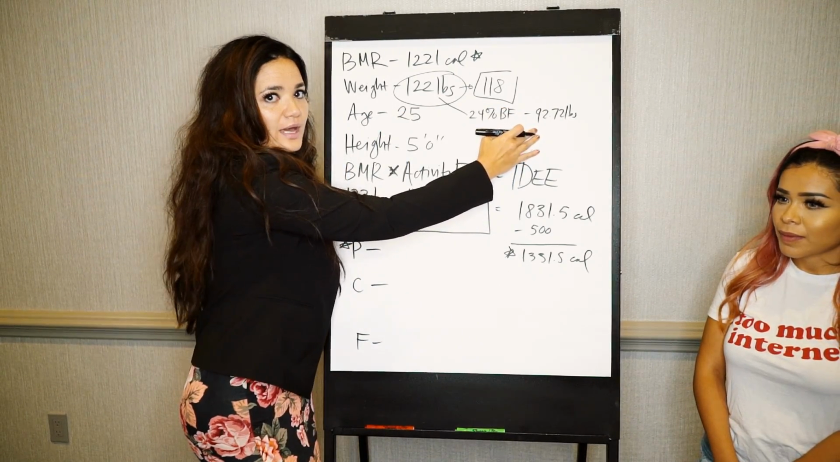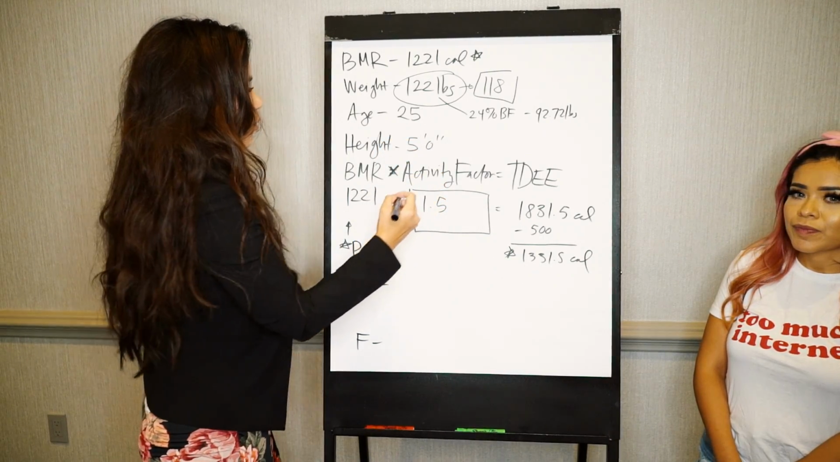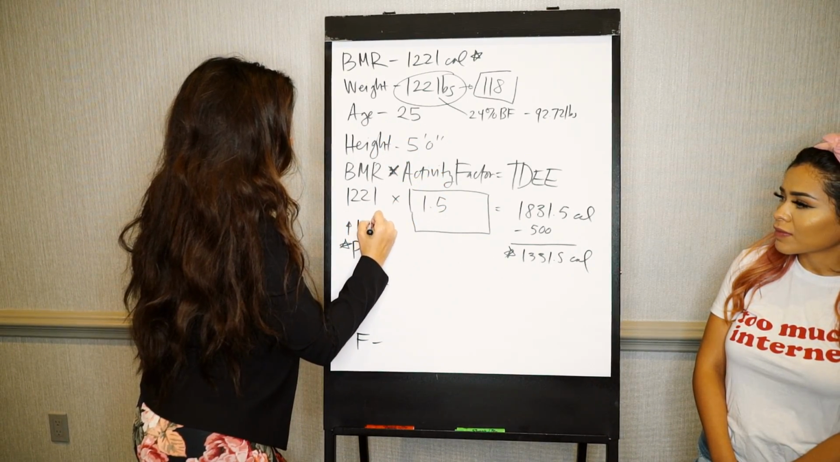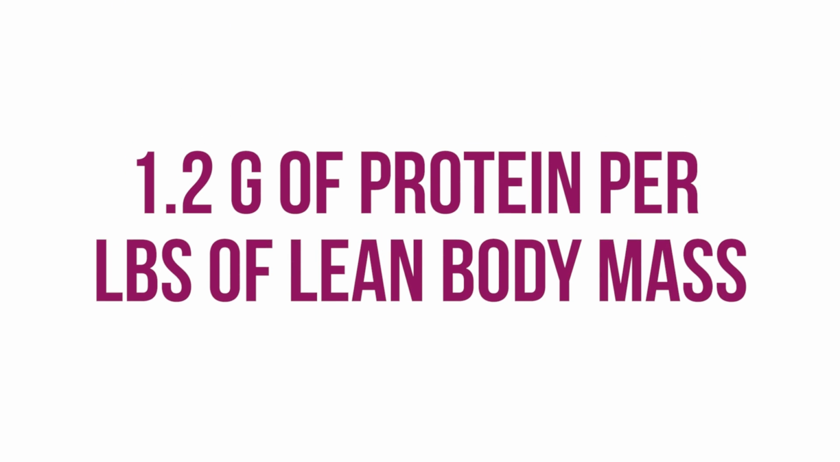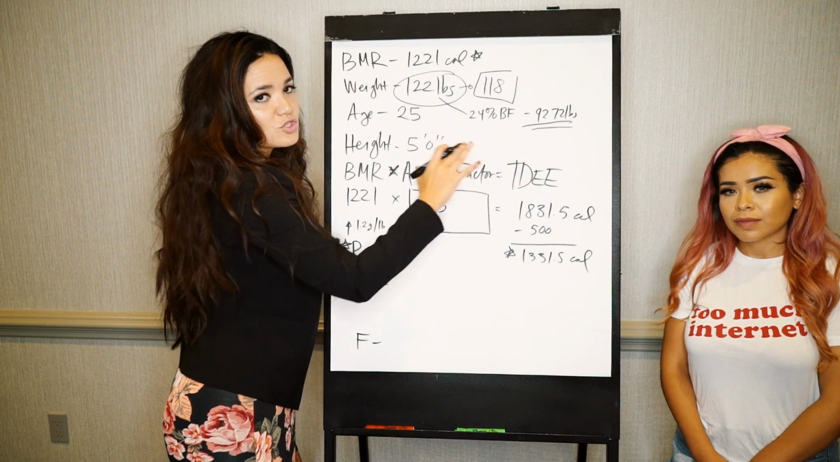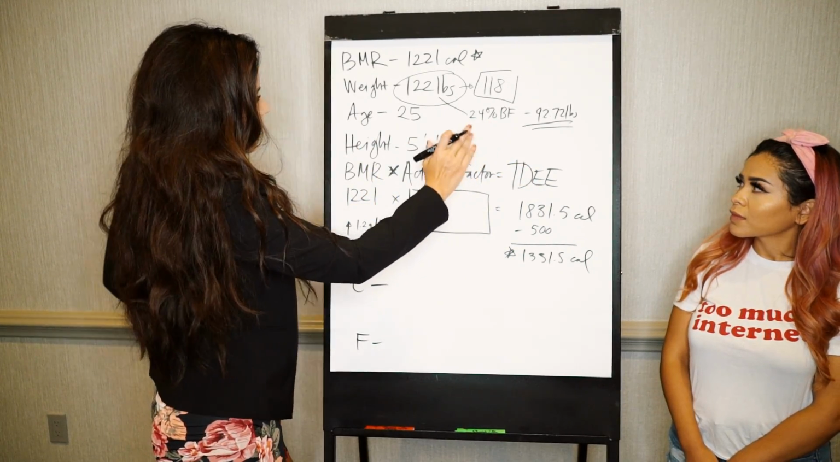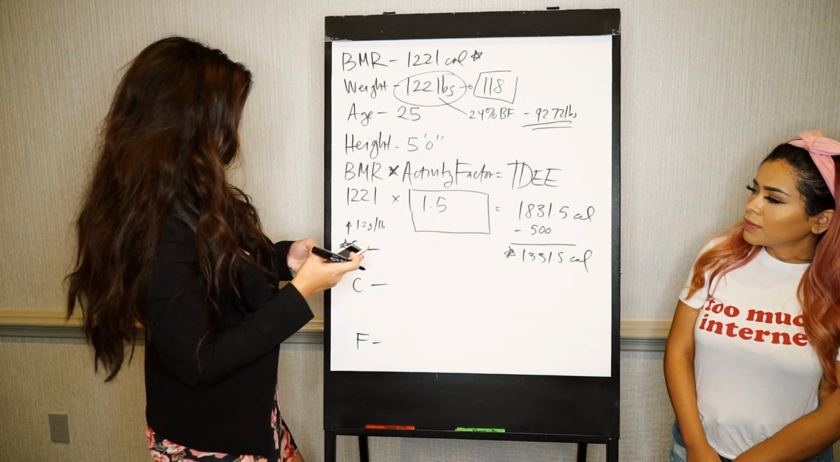Now, if we do that, she'll do really well, but she wants to gain muscle. So what we're going to use is 1.2 grams of protein per pound of lean body mass. So just keep that in mind. Now, if you don't know what your body fat percentage is, you can just use a ballpark estimate of 1 gram of protein per pound of body mass. But since we have that extra data, we're going to use that to our advantage.